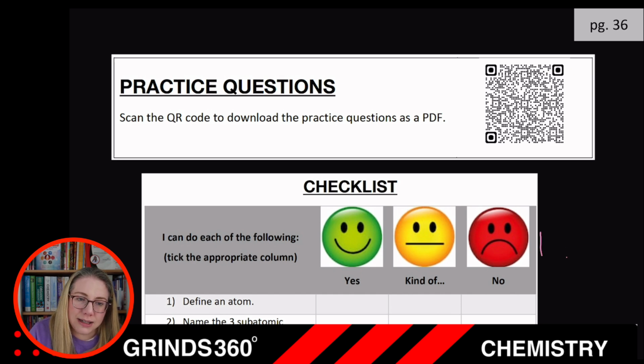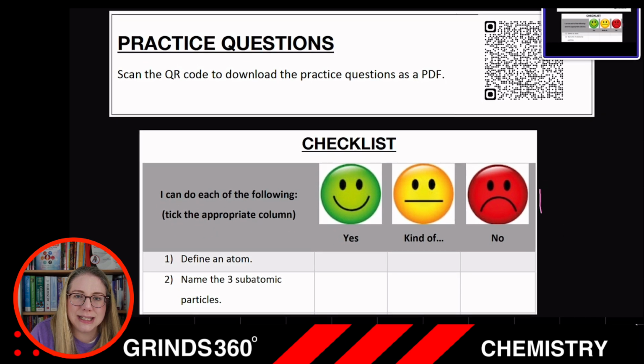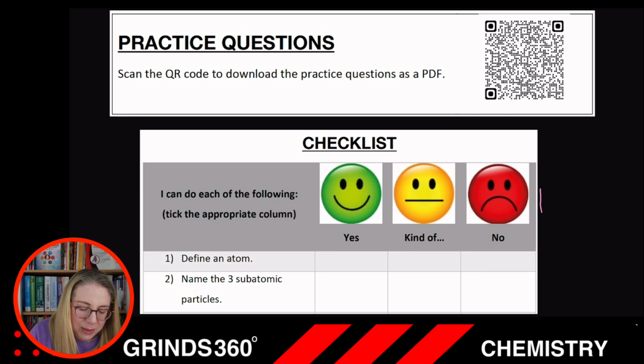Now, at the end of that topic in your notes, you should see that you have a checklist like this. Now, this is basically, what do you need to know? So now, number 1, can I define what an atom is? It's the smallest particle of an element that can exist and still have the properties of that element. So if you can rattle that off, you would tick yes.